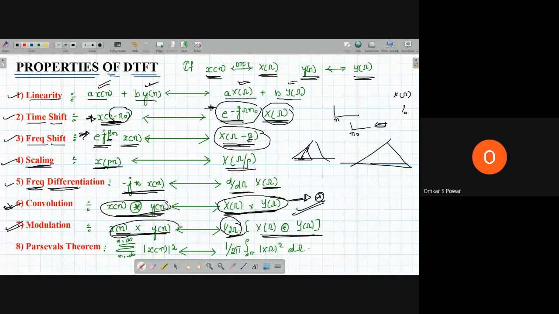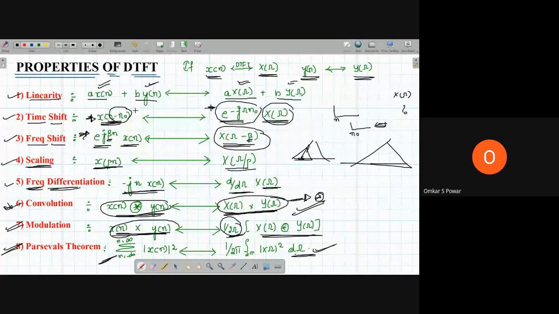Then Parseval's theorem. Your energy in time domain, summation n varies from minus infinity to infinity, mod x of n the whole square, is equal to 1 by 2 pi integral over 2 pi mod x of omega the whole square d omega. So this is your Parseval's theorem, which will give you the power density spectrum in your frequency domain. Now we will again go through it so that it will be helpful for us to solve the problems.